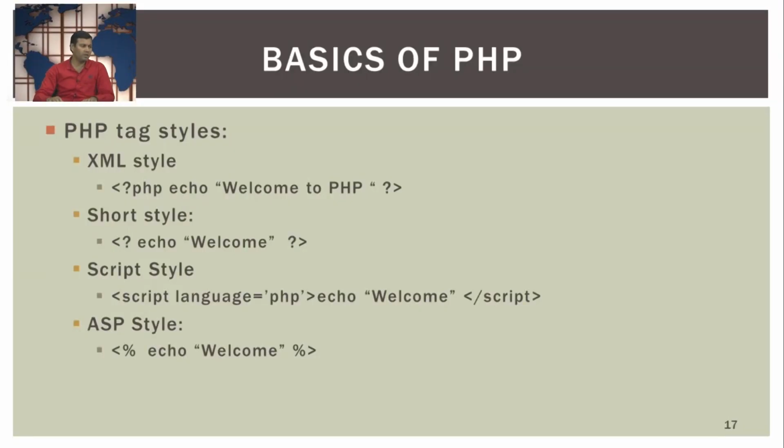Now, let us look at the PHP tag styles. PHP supports 4 types of tag style. The first one is known as the XML style. In that, within the angle bracket, you write a question mark and PHP. This is the starting tag, and to end you use a question mark. This is the most recommended style and we will use it. Other styles are the short style, where you write only a question mark. Script style is like script language equals PHP, and to end the script you use /script. In ASP style you use the percentage symbol for starting and ending the PHP script. So, we use XML style, which is the most recommended style.